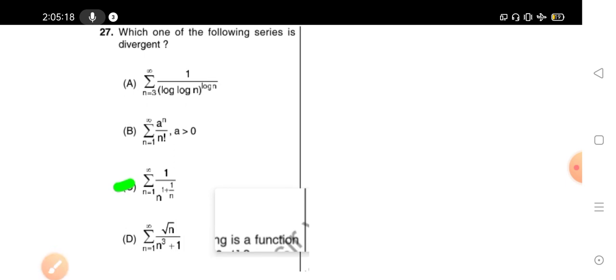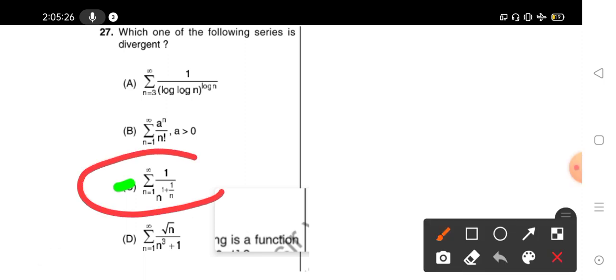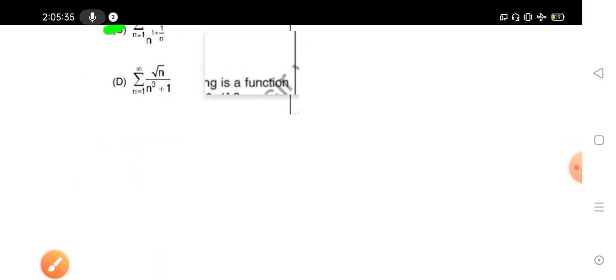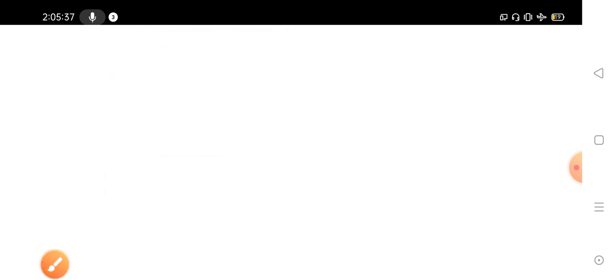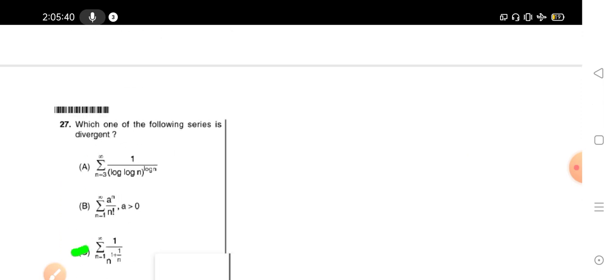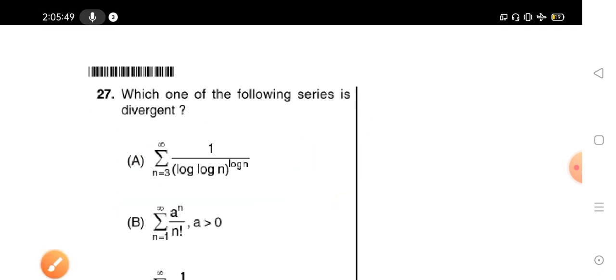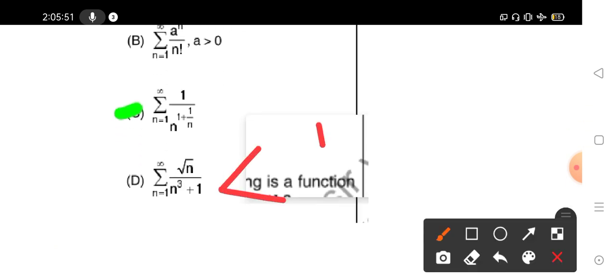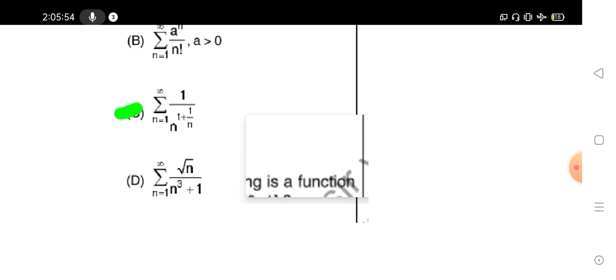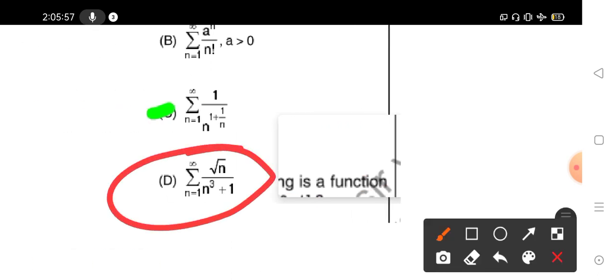Next question: which one of the following series is divergent? This is also repeated most of the time. Option C diverges. Here is convergent. Log n into log raised to n, this is convergent. This is also convergent, and this is less than 1 upon n cube. This is also convergent. So option C is divergent.